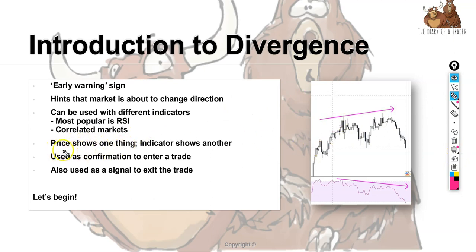As we could just see, price shows one thing, an indicator shows another. And that is how we begin to better read the market and understand what's actually going on in the background. And how is it used? Well, used as a confirmation to enter. So in this case, we will be looking to enter short because the RSI here is indicating that the market is beginning to weaken. And also used as a signal to exit. So in this case, if we were buying this market and we can see this divergence, then we may want to close our trade here and take profit.